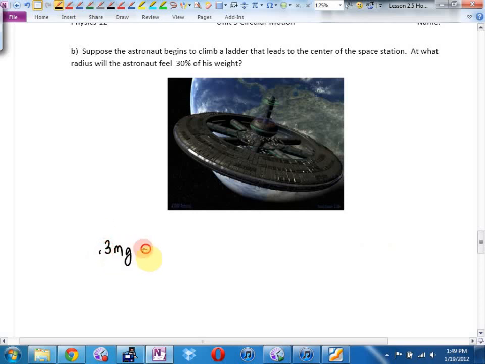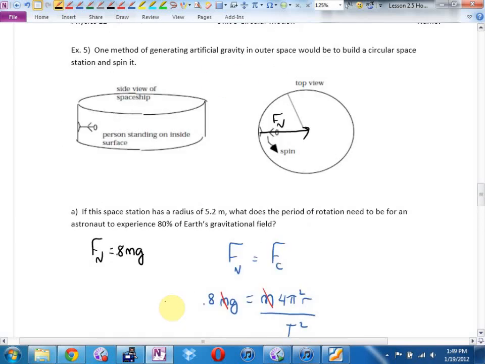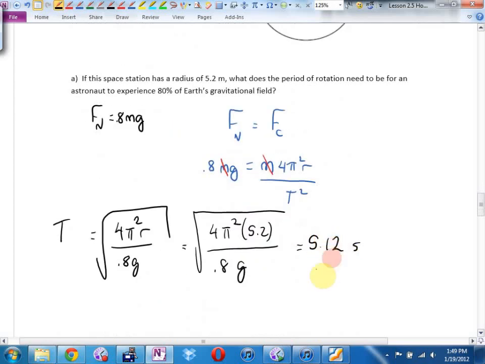Which force equation do you think I want to use now? Well, what are they asking me to find? Yeah. Oh, there's an R in both of them. What else do I know? I just figured out the period. I think I'll have to use the one with the period in it. This one. Will a little child feel 30% of his weight as well as a big grown-up at this radius? Yep.